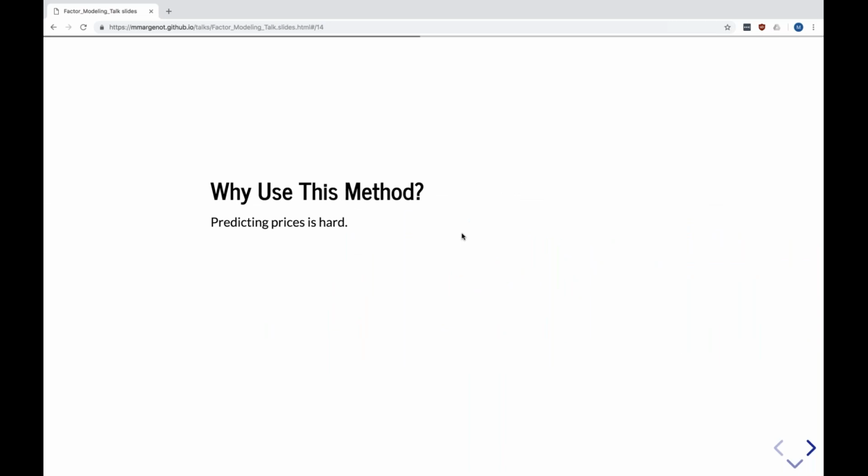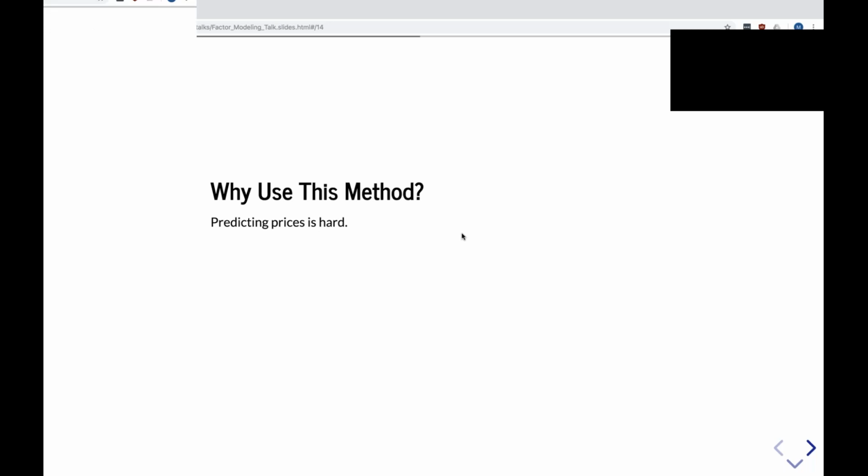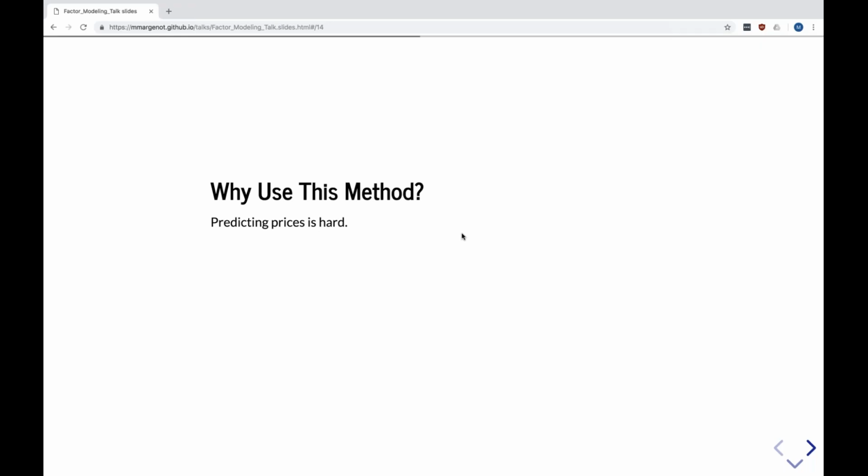So why would we actually use this method in the first place, right? It's a little unclear why we would go through this whole process of computing factors, ranking on this universe. And the basic idea that we're trying to get at is that predicting prices is hard. It's really hard. We have a bunch of super complicated models for trying to predict prices, but really, unless you can see the future, you can't reliably know exactly what a price is going to be later.